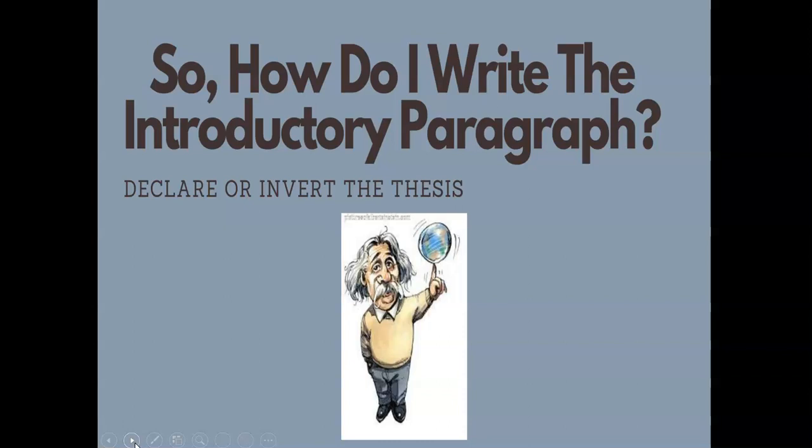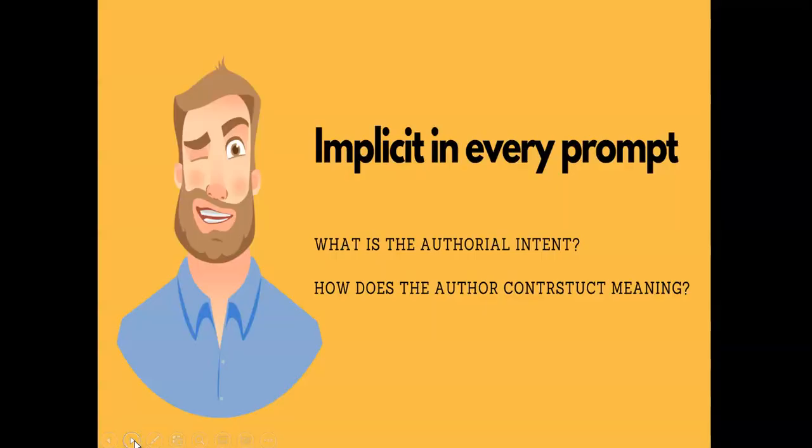And then for synthesis, argument, persuasion, and research, it's a 50-50 coin flip, pretty contingent upon the prompt, the language in the prompt. But usually it's just a coin flip. Students can go either way for the argumentative pieces. So implicit in every rhetorical analysis prompt, you have two questions: what is the authorial intent, and how does the author construct meaning?